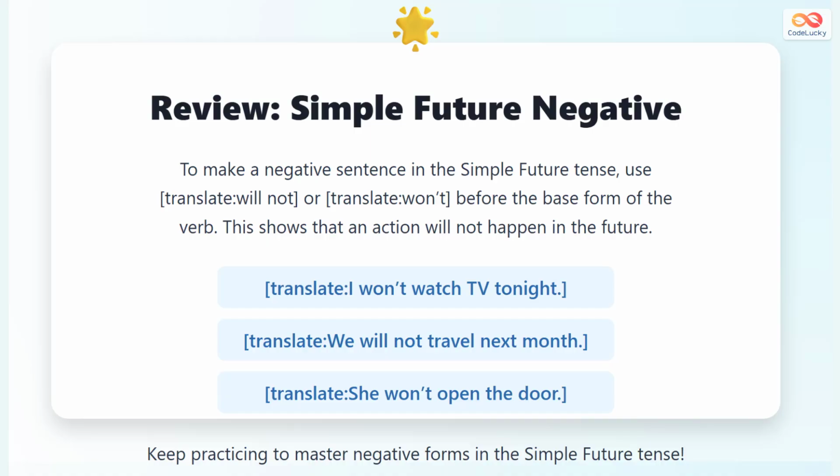To review, the negative form of the simple future tense uses will not or won't before the base verb. It is used to say that something is not going to happen in the future. For example, I won't watch television tonight, we will not travel next month, and she won't open the door. Keep practicing and the structure will soon become natural to you.